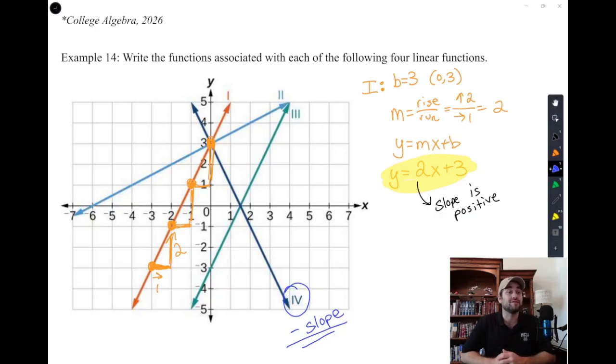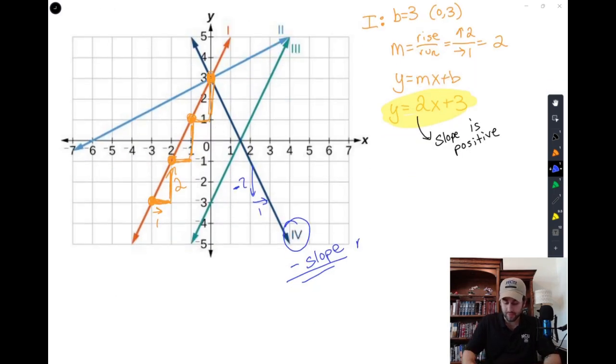That slope looks like it goes down 2 and then over 1. So that down 2 would give you a -2 on your slope. And so maybe I'll just give you that number 4 slope. M on number 4 equals -2 rise over 1 run. But I'll leave you to try the rest.